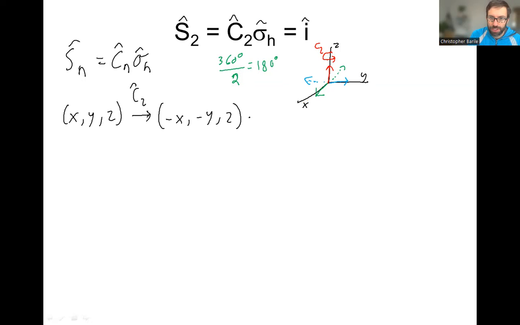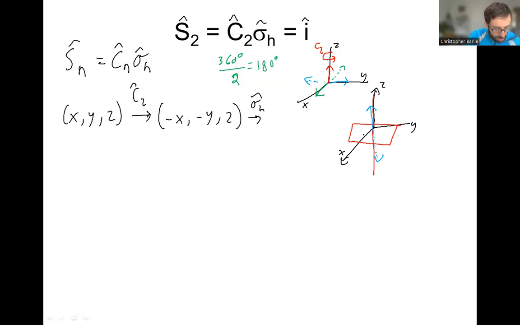But then next, our definition is that we're going to do a sigma h. So we do a C2 followed by a sigma h. And what is a sigma h? A sigma h is a horizontal mirror plane. So we just did a C2, and the horizontal plane is perpendicular to that C2 axis, because our C2 axis went through our Z axis. Our sigma h is going to be in the XY plane. So if we have a Z vector, it's now looking at itself in the mirror plane when we do the horizontal mirror plane, and it's going to go to negative Z. So now we have negative X, negative Y, Z, and Z goes to negative Z.